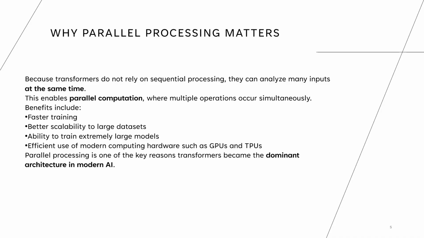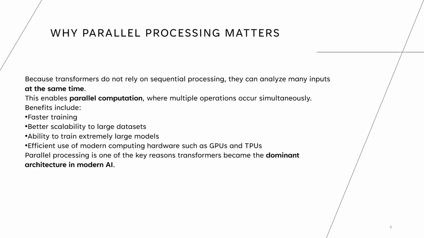Transformers remove this limitation because attention allows the model to analyze relationships across the entire input simultaneously. Many computations can occur at the same time rather than in sequence. This means the model can fully leverage modern computing hardware, such as GPUs and TPUs, which are specifically designed to perform many operations in parallel. The result is a dramatic improvement in scalability. Models can be trained on much larger datasets. They can also grow to much larger sizes, with billions or even trillions of parameters.